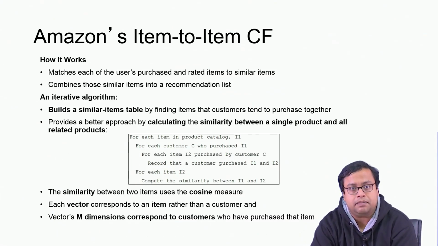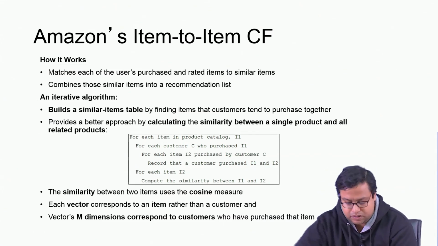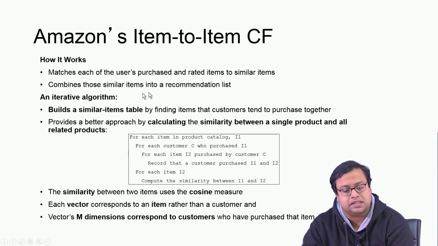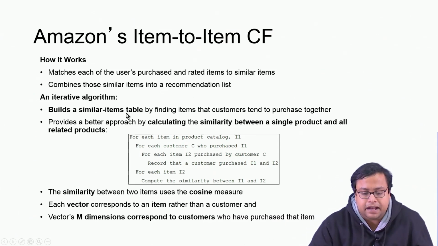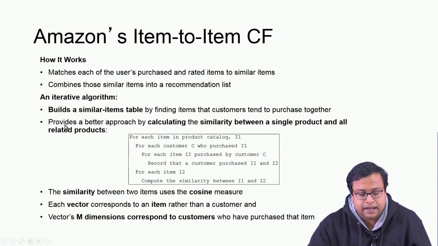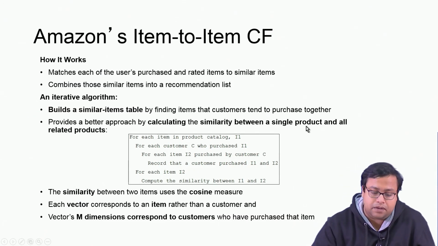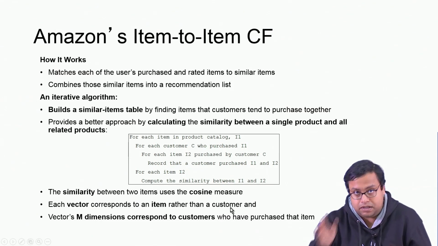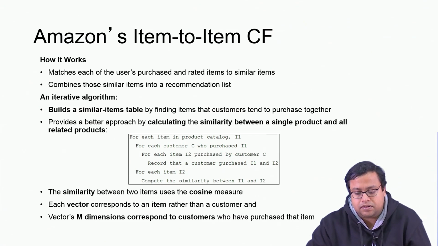So, item to item, how does it work? It matches each of the user's purchased and rated items to similar items. Okay, so these are actually ratings. It combines those similar items into a recommendation list. Then what is the iterative algorithm? It builds a similar items table, which provides a better approach by calculating the similarity between a single product and all related products. The similarity between two items uses the cosine measure, same thing. Each vector corresponds to an item rather than a customer. So, it is a vector of m dimensions corresponding to the customers who have purchased that item.